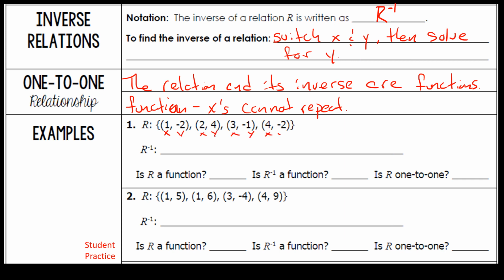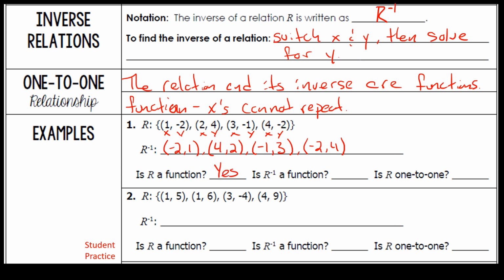For my r inverse, remember we switch x and y, so this 1, negative 2 becomes negative 2, comma 1. 2, 4 would become 4, 2. 3, negative 1 would be negative 1, 3. And 4, negative 2 would be negative 2, 4. Is r a function? Well, I'm going to look at my x's. I have 1, 2, 3, and 4. None of those values repeated, so r is, yes, it is a function.